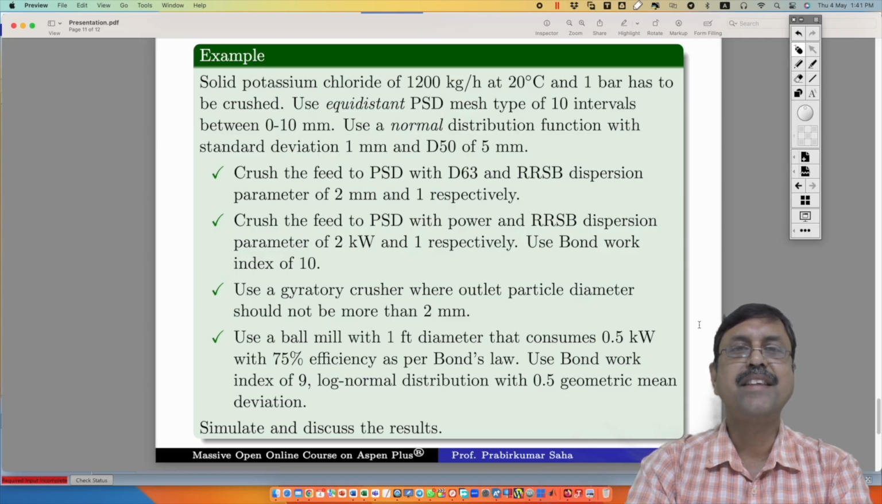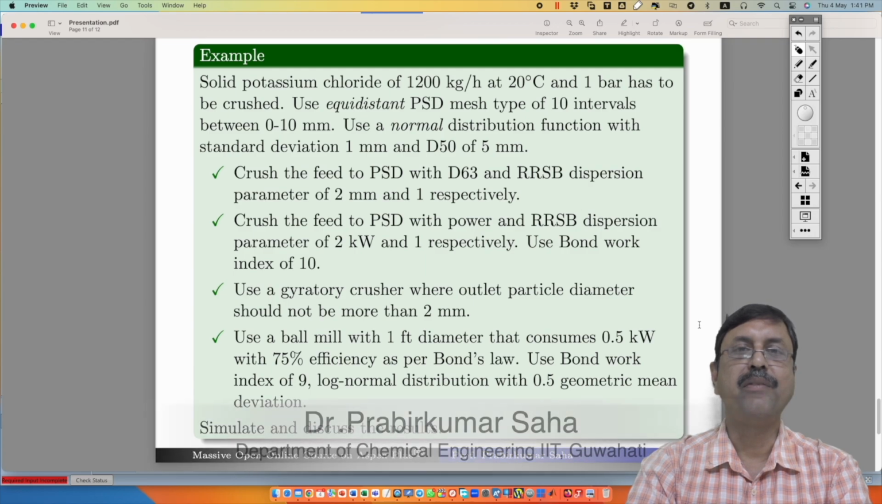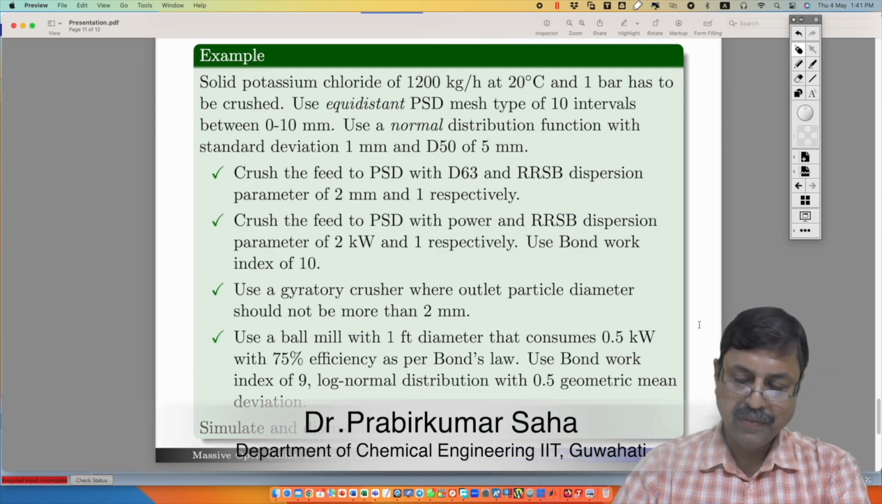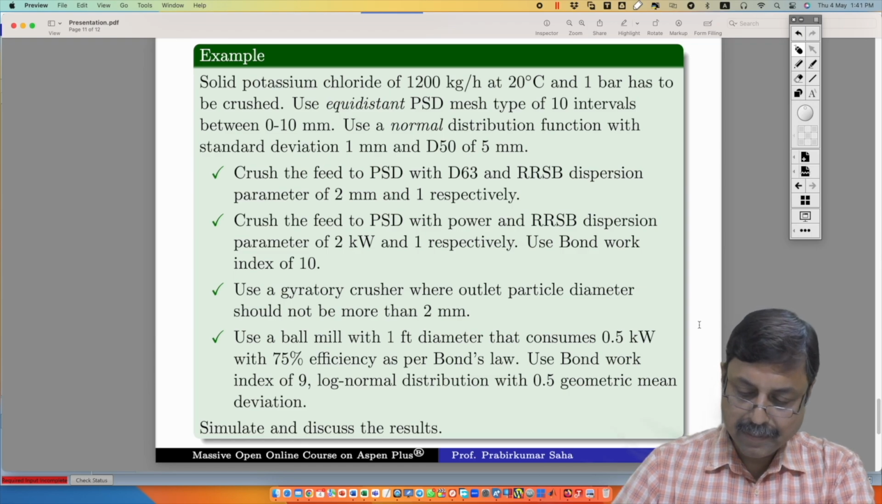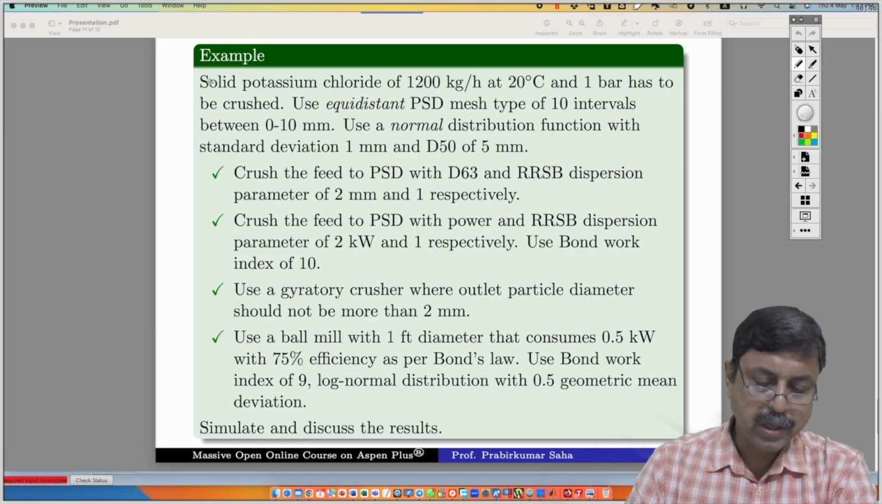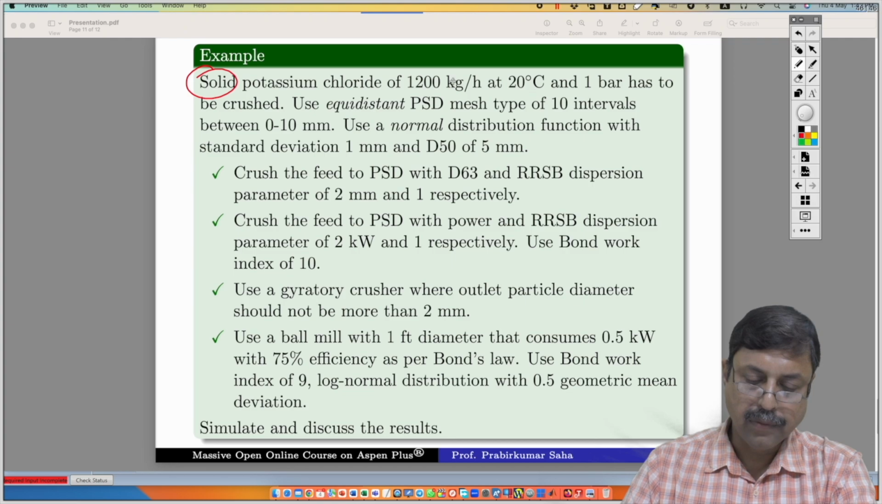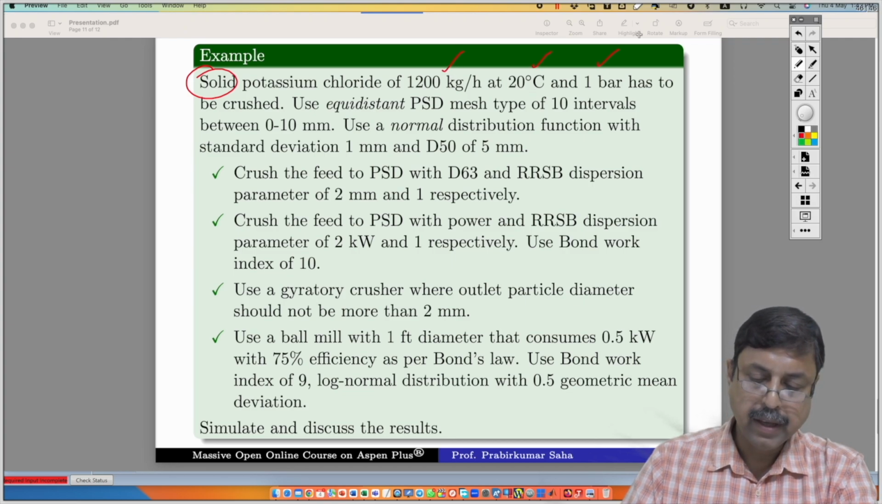So this is the example problem that we are going to solve right now. First, let us read the problem statement. It says solid potassium chloride of the flow rate, temperature and pressure has been given, has to be crushed.